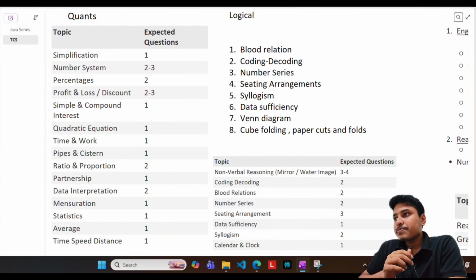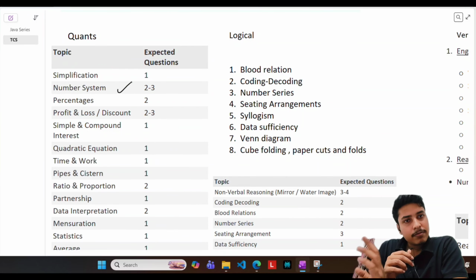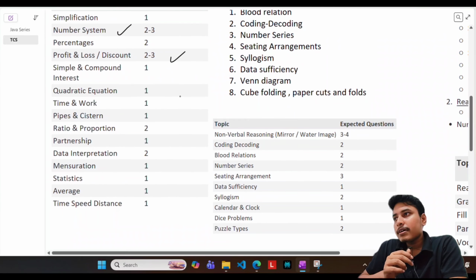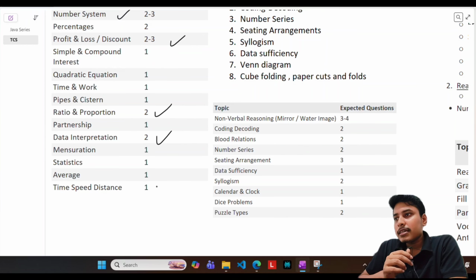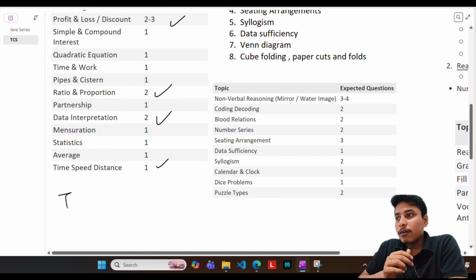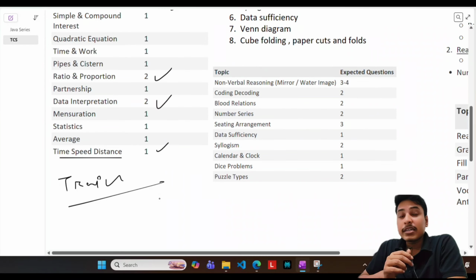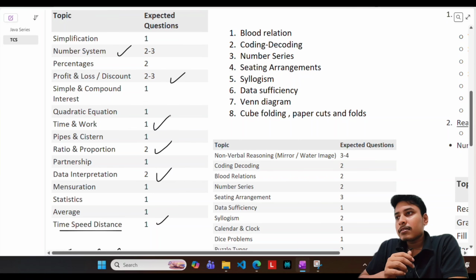So see this carefully. For quantitative aptitude, number system is the most important part. Profit and loss, discount is also important. Time and work, quadratic equation, ratio and proportion are very, very important. Data interpretation is important. Time, speed, distance is important. There will also be questions from train problems, which are included in time, speed, and distance. Mixture and alligation is also there, so it will be better if you practice those questions.